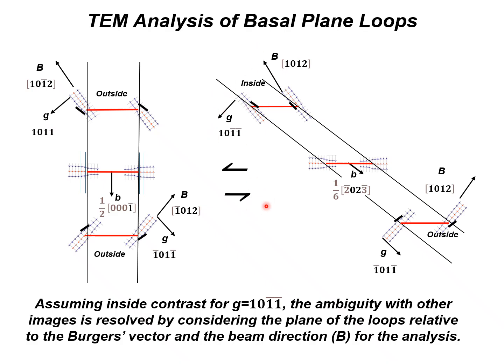Anyway, what it means is that instead of being a nice simple analysis, half or bar one, it's actually 1/6 [bar 2 or 2 bar 3], potentially 1/6 [2 or bar 2]. In fact, likely 1/6 [bar 2 or 2 bar 3]. The most important thing is it's vacancy. Basal plane loops are always vacancy.